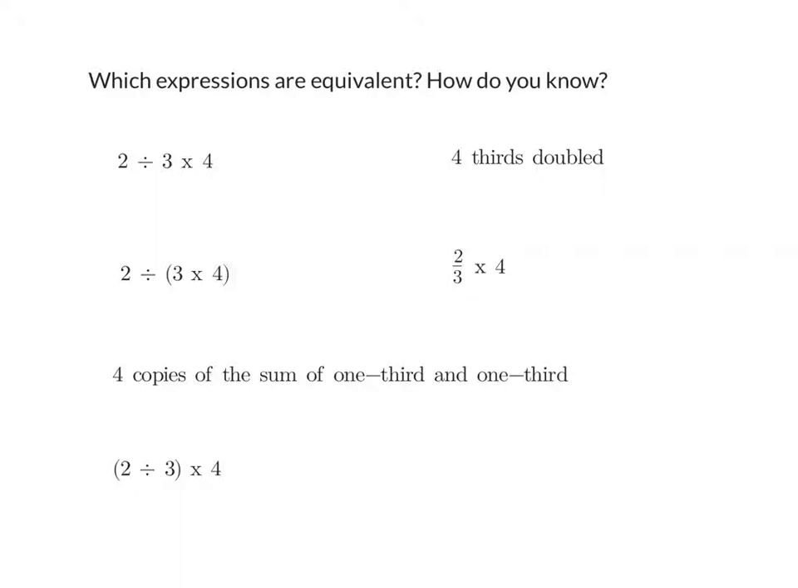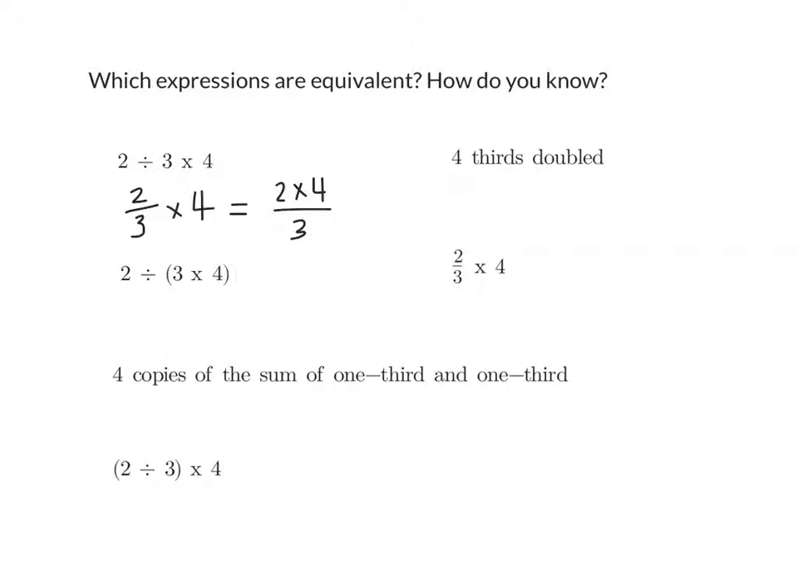I want to know, out of these 6 expressions, which ones are equivalent, and how do we know? Okay, so the first one says 2 divided by 3 times 4. Do you see any parentheses telling us which parts to do first? No. So what's another way? That means if there's no parentheses, we do it in order, right? What's one way to write 2 divided by 3? 2/3 times 4. So that's one way to write that, right? What's another way to write that? 2 times 4 all over 3. Okay, very good.